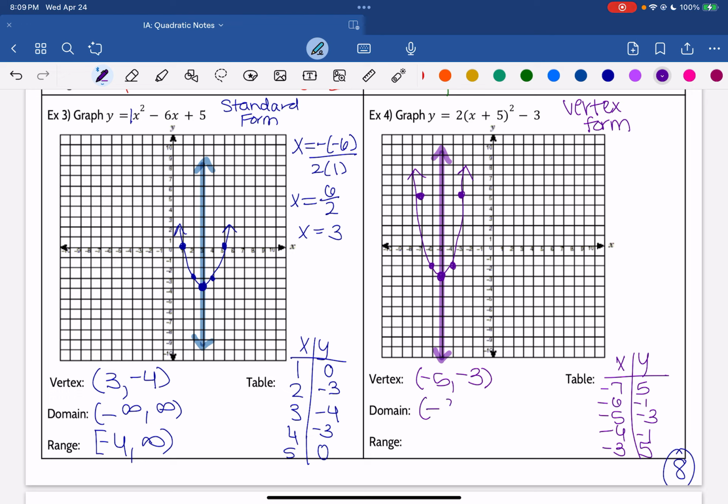So domain, same thing every time. Negative infinity to infinity. Range is another minimum. I should have made this one a maximum, but oh well. So we are going from -3 to infinity. And that is it for notes today.